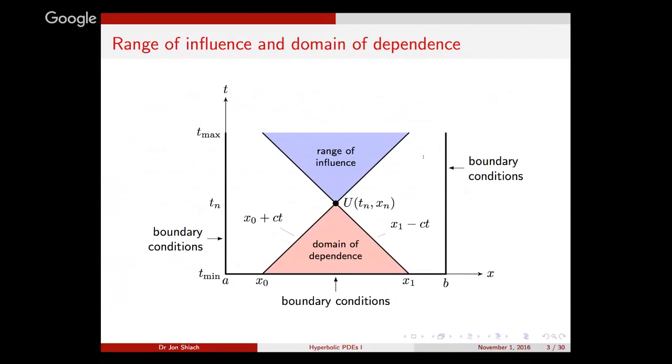Now, think about this point. This is, by the way, space and time. So across the horizontal axis, we have space, and on the vertical axis, we have time. As we go up, you're moving forward in time. There's a point in our space-time, and the range of influence is what influence this point has on the domain in the future.